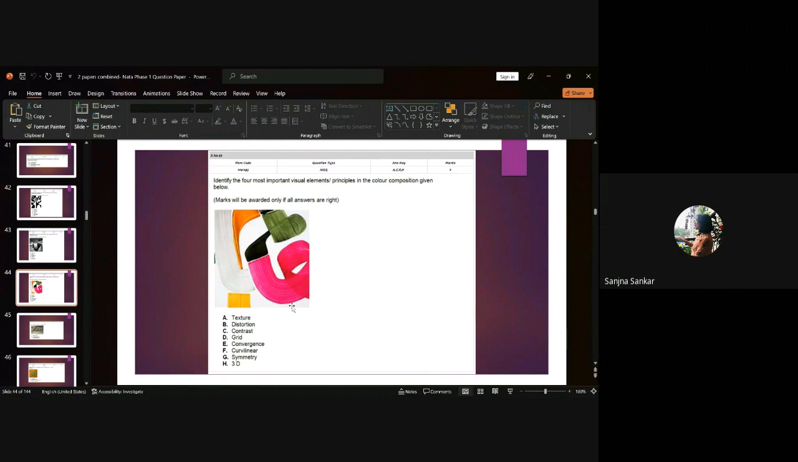Next question is another image. They have asked to identify the four most important visual elements or principles in the color composition given below. First, we can notice that there is texture, the texture of a brush stroke. And then there is contrast, colors with good contrast have been used. And then there is curvilinear, the painting is done in curvilinear shapes. And then we have a 3D effect in this painting. So the answers are texture, that's option A, contrast, that's option C, curvilinear, that's option F, and 3D, that's option H.